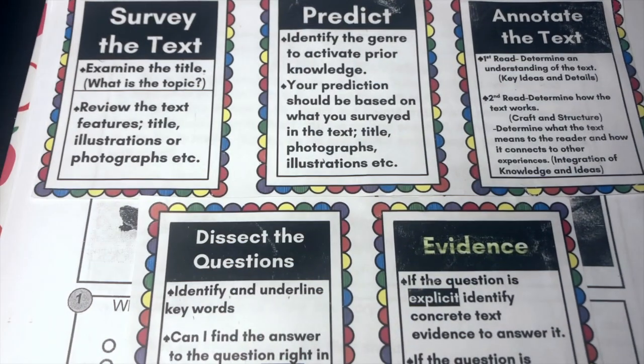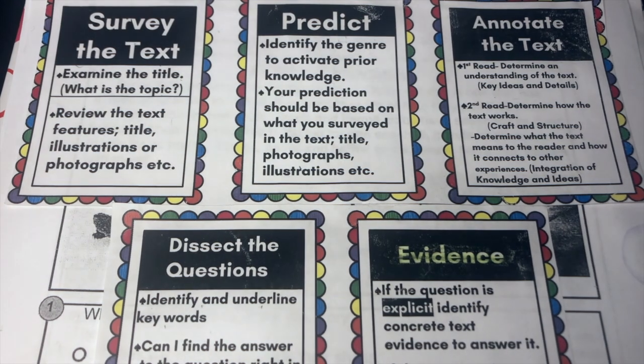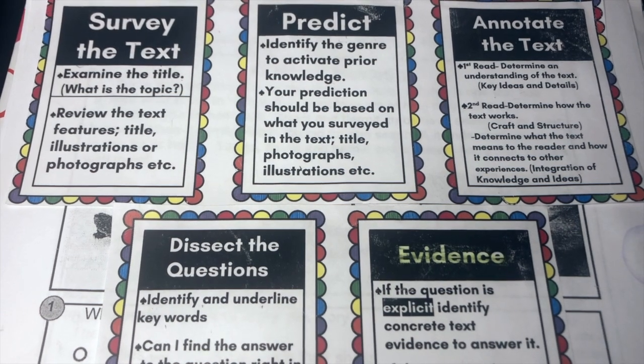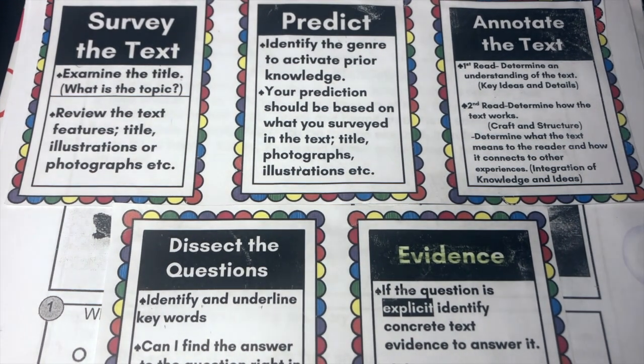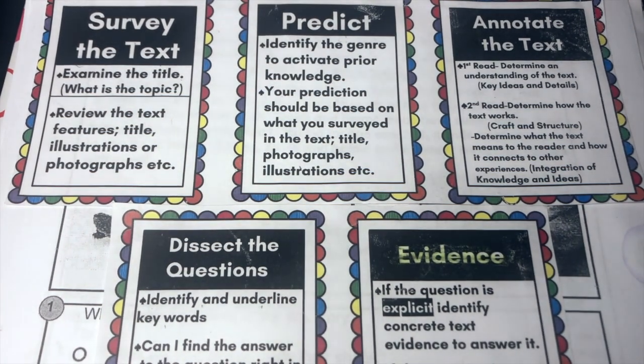All right, so you're going to survey the text. Then that means you're going to look at the title, you're going to look at the pictures. After you survey the text, you're going to create a prediction, right? So you're going to try to figure out what the story might be about. Then you're going to annotate the text. The first time you read the story, you're going to just read to see the character, setting, problem, and solution, to see the main ideas, the key details, key ideas and details.